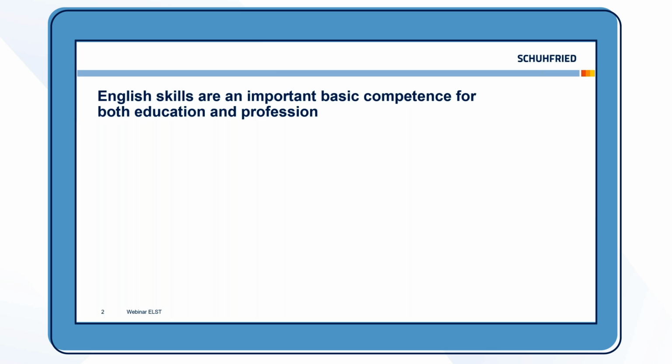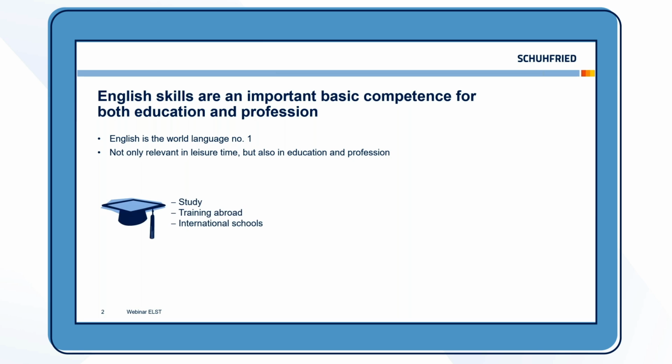English is clearly the number one language in the world, with around 100 countries having English as their official language. It is the official language of most international organizations, and it is taught as the first foreign language in schools of many countries. In times of globalization, where the world is growing closer together, English is becoming more and more important. And not only in our free time when we watch YouTube videos or movies on streaming platforms, no, English is of course also highly relevant in education and profession. Here are just a few examples.